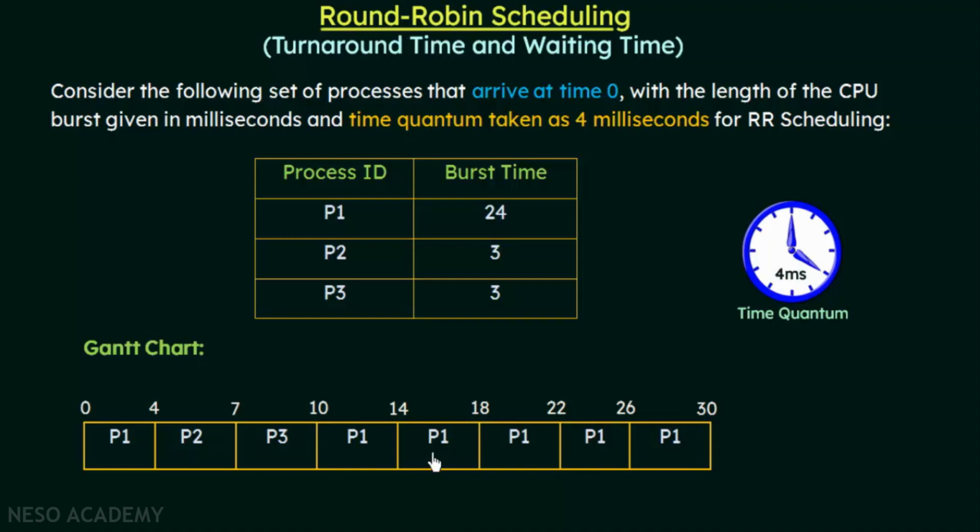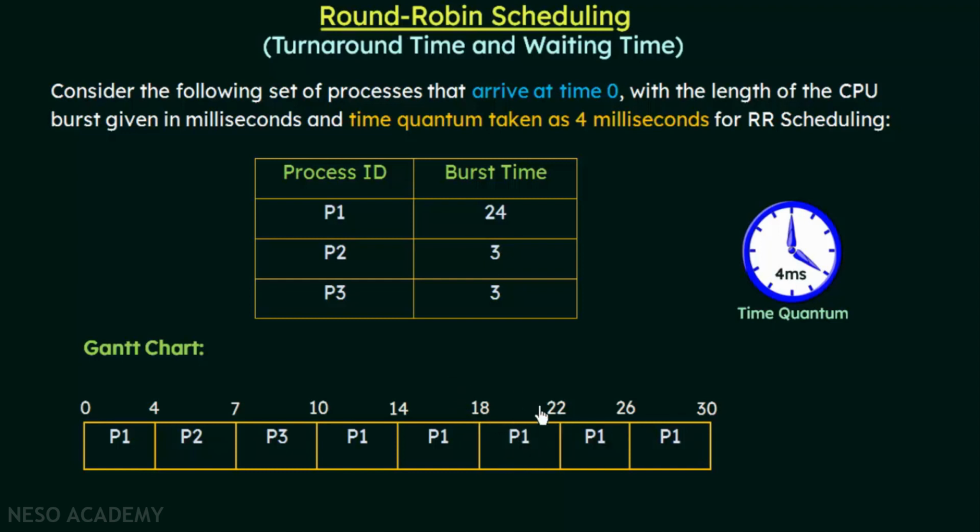So P1 will again execute for 4 milliseconds, which is 14 plus 4 up to 18 milliseconds. Now, did it complete? No, it did not complete. Now P1, how much did it execute? Here we see 4, here another 4, here another 4. So a total of 12 milliseconds were executed, and there is a remaining of 12 milliseconds that P1 has to execute, because the total burst time is 24 milliseconds. So again P1 gets preempted here, and again P1 itself gets the CPU here.